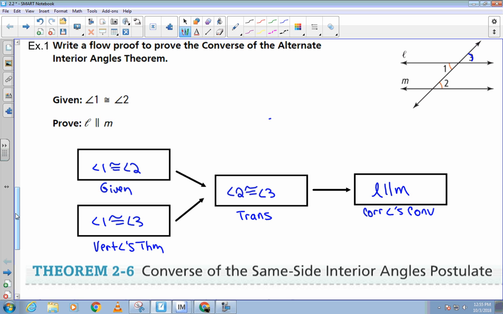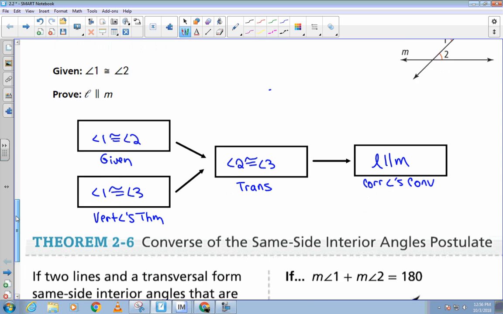I kind of like flow proofs when they're already done because it helps me see how a proof works. I'm not real crazy about creating my own boxes and making it myself because I'm like, okay, am I going to put a box here or what? But I like it when they're done because to me it makes the proof make a little bit more sense. Okay, so we have another.